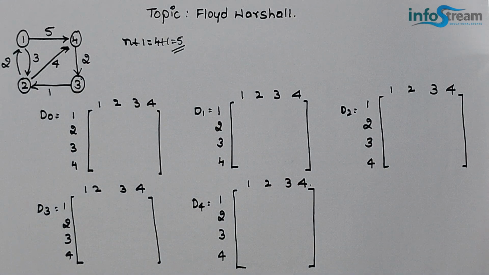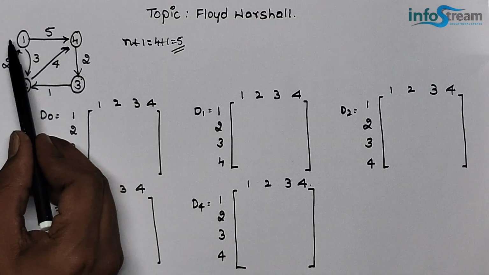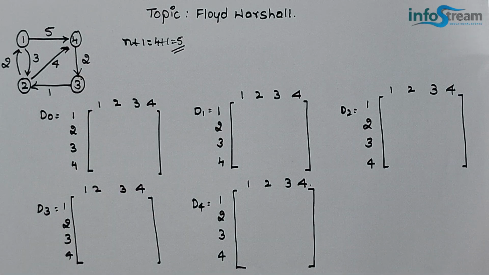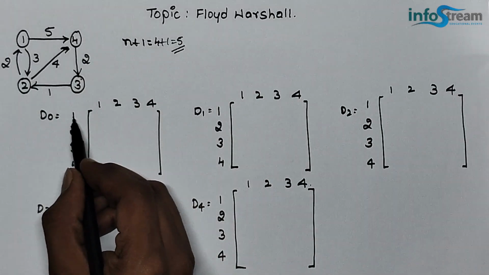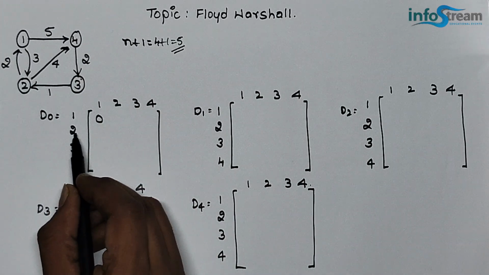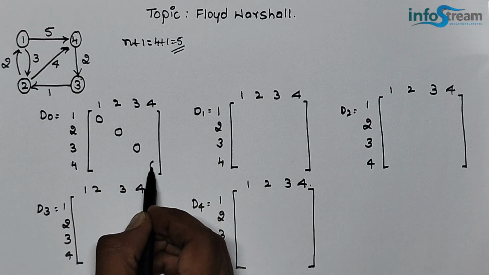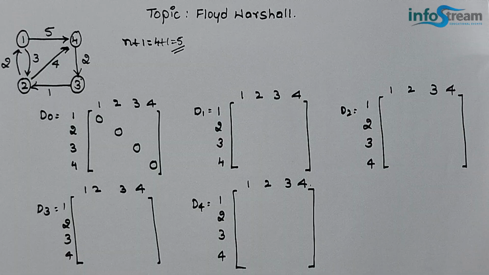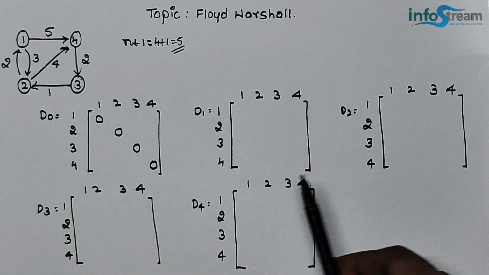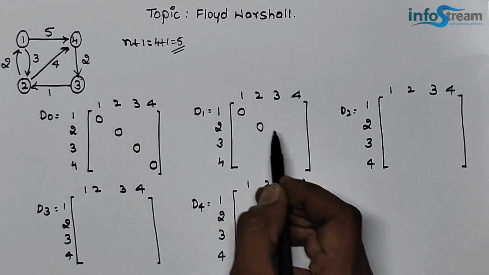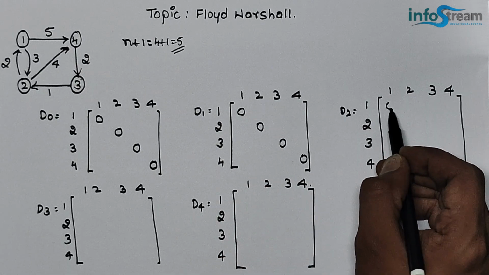Now let's start the problem. What you must do is see the outgoing edge. If you see here, there is no self loop for the nodes 1, 2, 3, 4. All the 4 nodes do not have any self loop. So you will be writing 0. From 1 to 1 no self loop, so 0. From 2 to 2 no self loop, so 0. 3 to 3 0, 4 to 4 0. That is, all the diagonal elements are 0. It will continue in the further steps also. All the diagonal elements will be equal to 0 because there is no self loop.